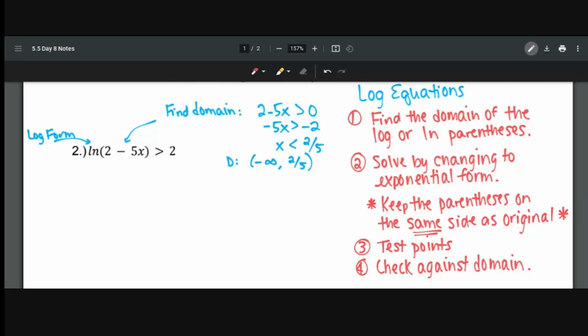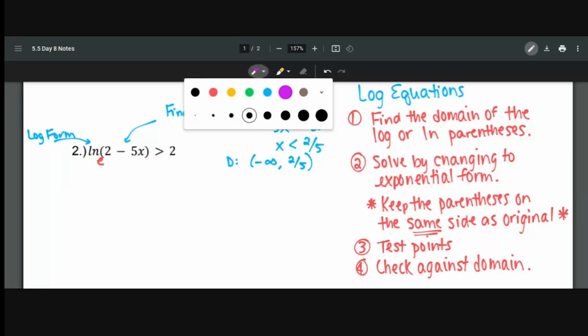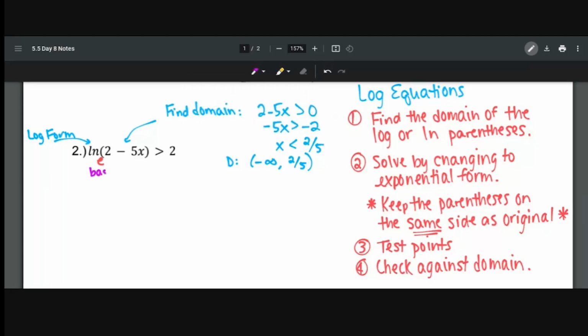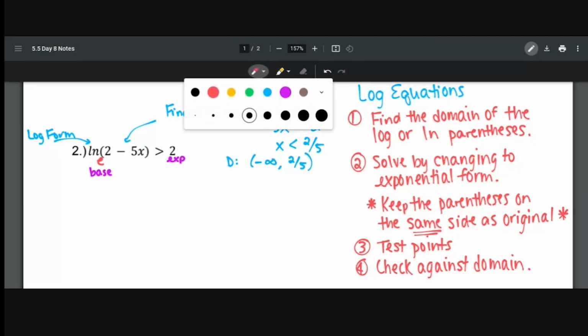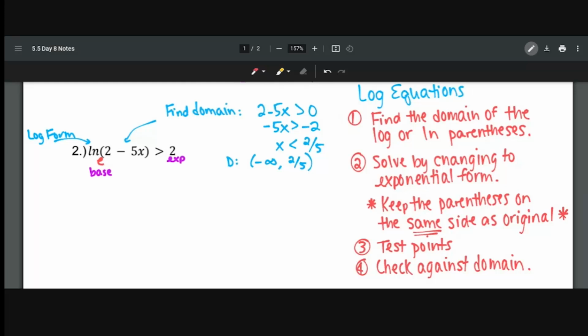And maybe as a little reminder, when you see natural log, that's really a base e. So I'm looking at what is my base, what is my exponent, and then that's going to be equal to 2 minus 5x, right? However, it's not an equal sign, it's an inequality sign. So there's the next step we have to be a little bit careful of. So you even put a little asterisk over here: keep the parentheses on the same side as the original.